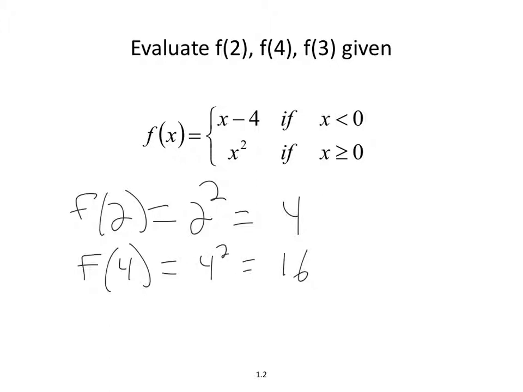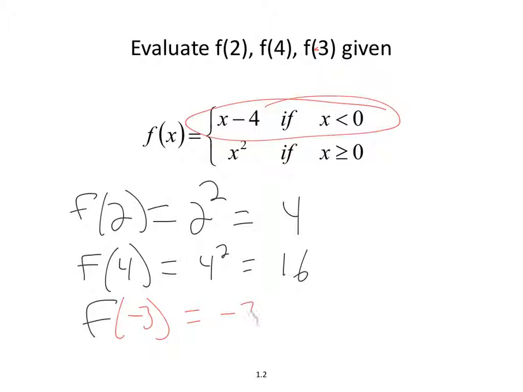And then let's tweak this just a bit. Let's make this be negative 3, just so we can use something a little different. So what's f of negative 3? Well, I'm supposed to use this piece when x is less than 0, or when it's negative. So that's what we're going to do. Negative 3 minus 4 equals negative 7. So it's pretty easy. You just got to make sure you're using the right piece to get your answer.